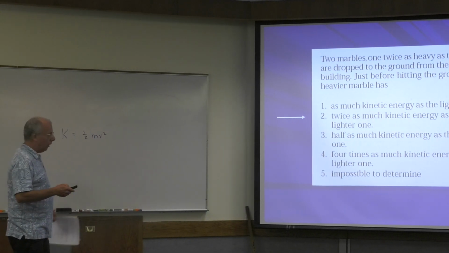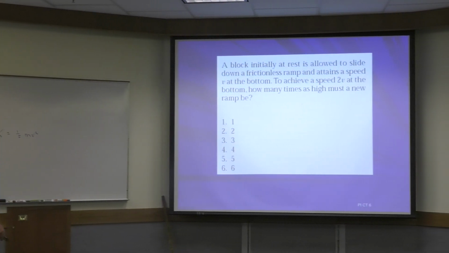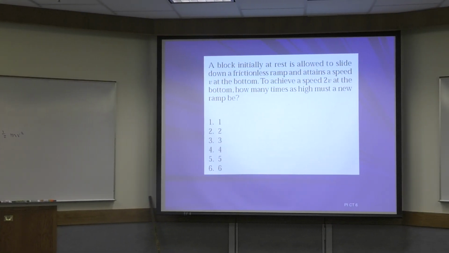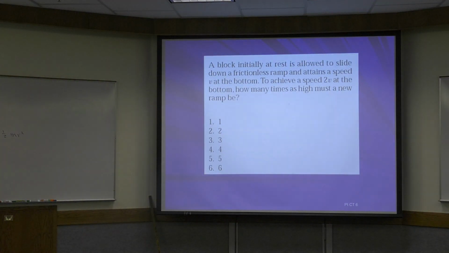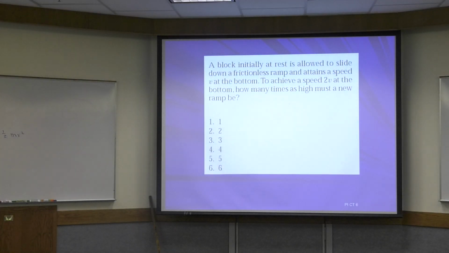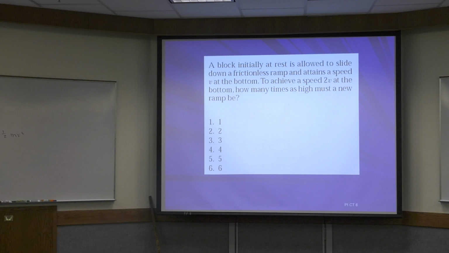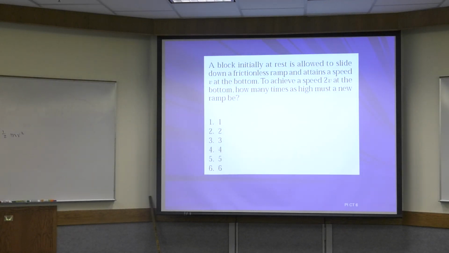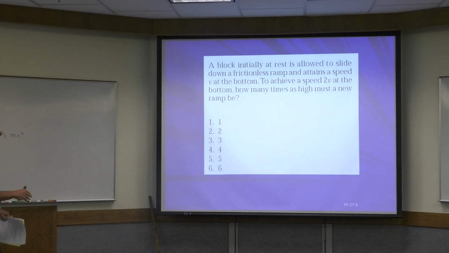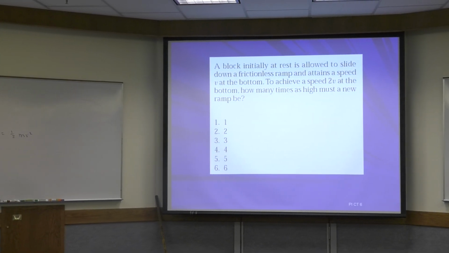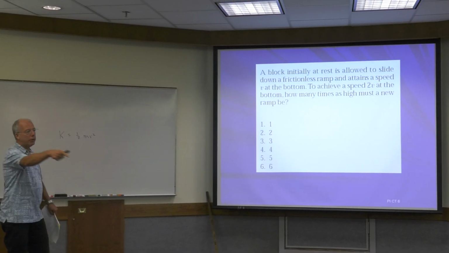Okay, another one. A block initially at rest is allowed to slide down a frictionless ramp and attains a speed of v at the bottom. To achieve a speed 2v at the bottom, how many times as high must the new ramp be? So, let me give you a hint. Mechanical energy conservation, right? There's no friction. I mean, frictionless ramp. As soon as you see that frictionless ramp, yes, mechanical energy conservation. So, pause your video and figure it out.